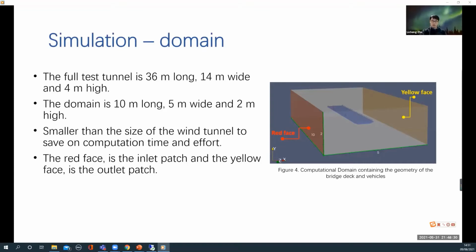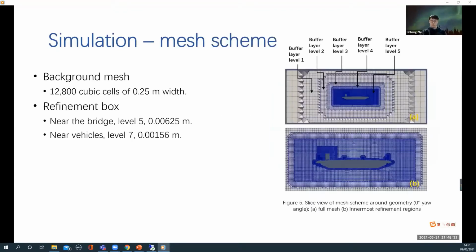Let's move on to my mesh scheme. I worked on three different kinds of mesh schemes. Generally, there's a coarse mesh, a medium mesh, and a fine mesh. Here on this slide, I'm introducing the best one of them, the fine mesh. The meshing procedure begins with generating the background mesh. I created 12,800 cubic cells of 0.25 meters width, as shown in the figure.